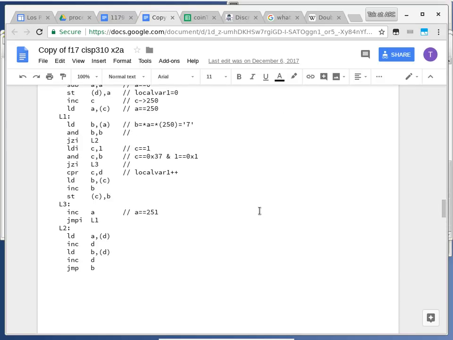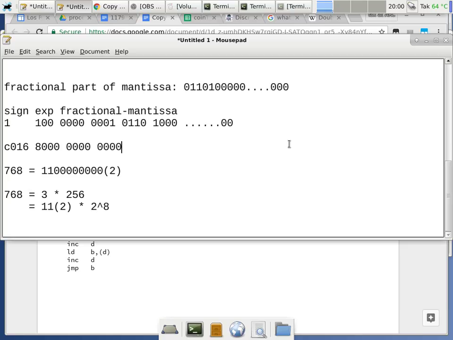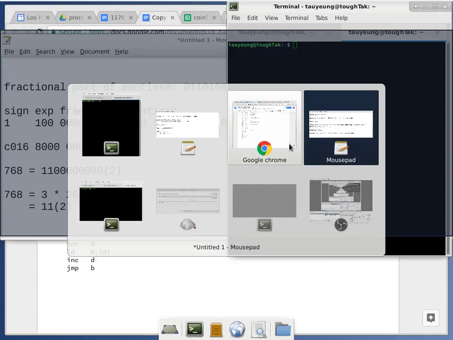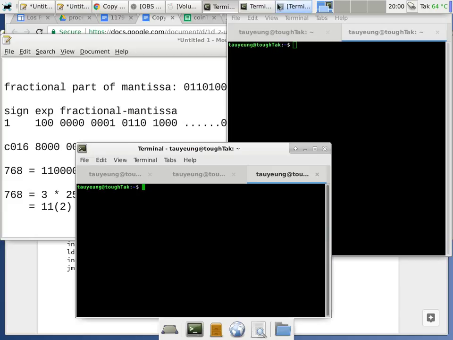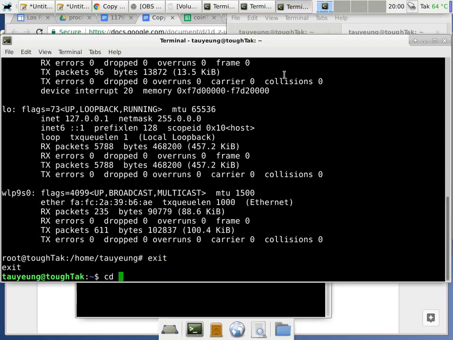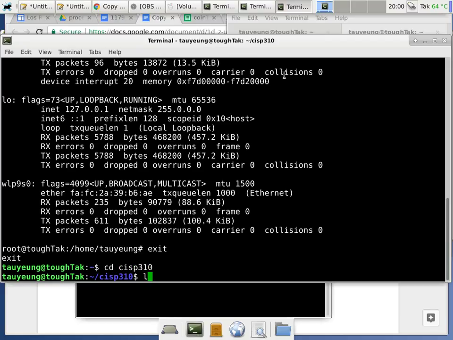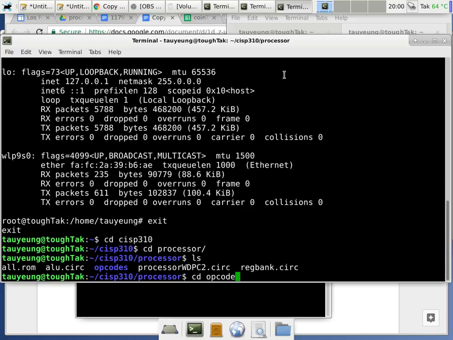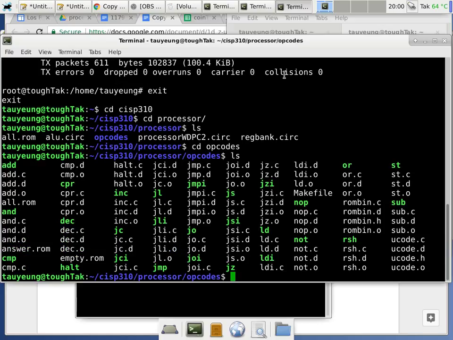Okay, so let me do one more thing. I think I lost my terminal with a bigger, oh, there we go. So I want to go to cisp310, go to processor, and go to opcodes. This is available to you as well. This is the source code that generates all the microcode slices. When you look up one of these, let's say decrement.